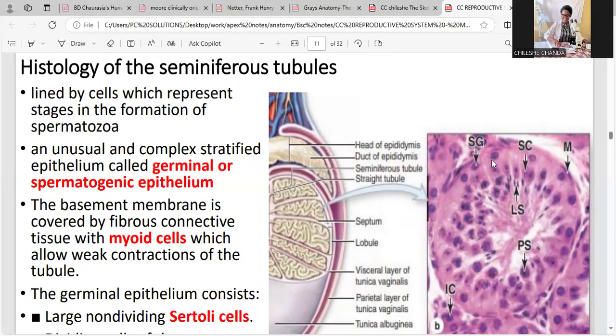If this is one tubule you're looking at, it is lined by cells which represent stages of formation of spermatozoa.